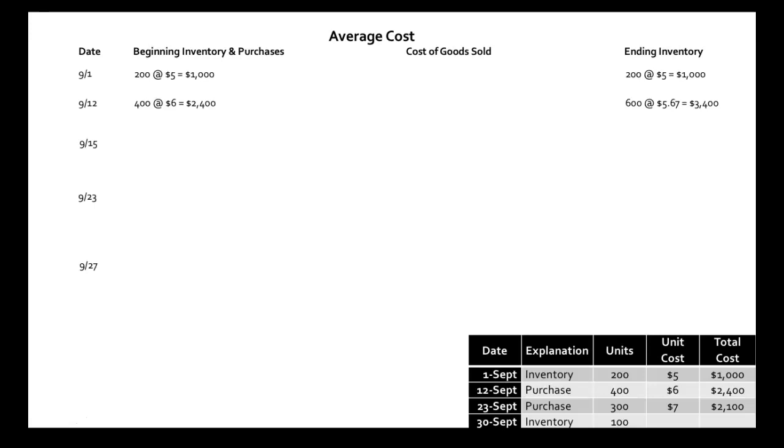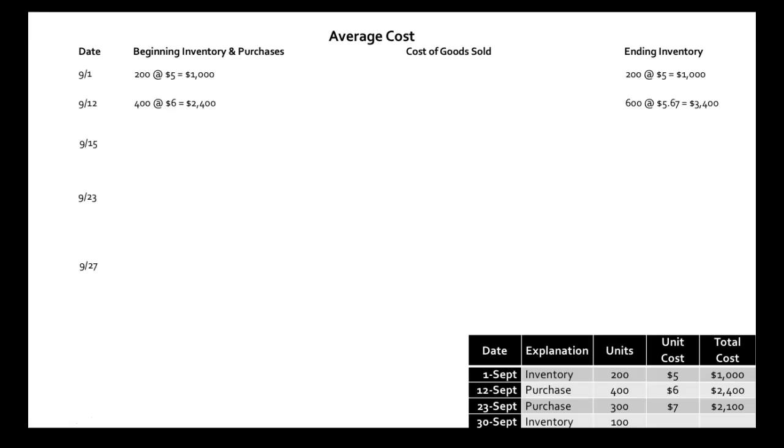Our last piece here is to figure out that average unit cost, right? That $5.67. Where did that come from? Well, we take the total cost of our inventory, the 3,400, and we divide it by the number of units. So we're taking 3,400 divided by 600. And if you do that, you'll end up with $5.67.